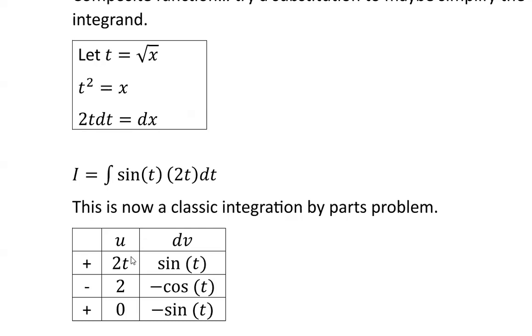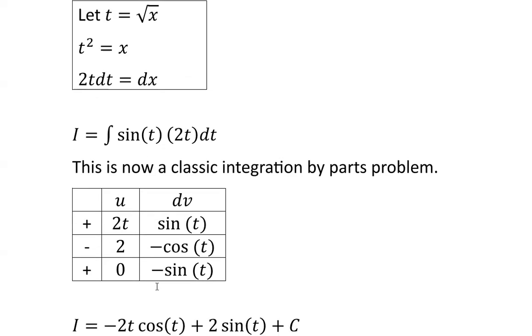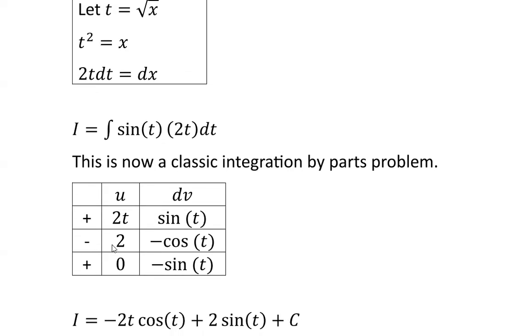Okay, so I set up the tabular method over here. I picked my u as 2t, differentiate until we get to 0. Sine t is my dv, and then integrate it just as many times. Start from plus, alternate sign, and then we go across and down. So plus 2t times minus cosine t, so that's minus 2t cosine t. And then minus 2 times minus sine t, that's plus 2 sine t. And then don't forget plus C.